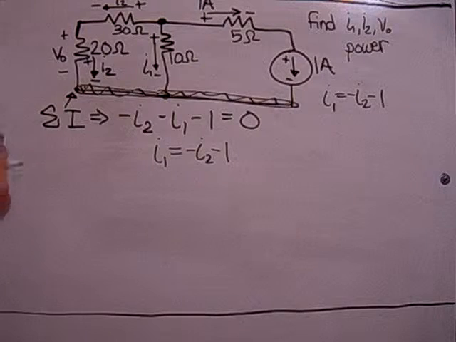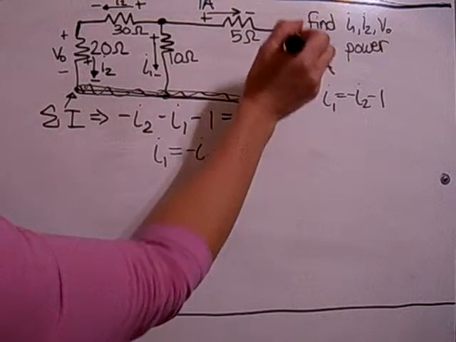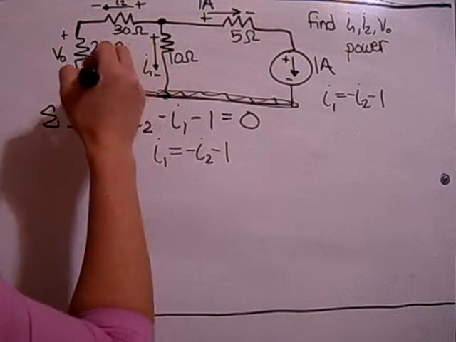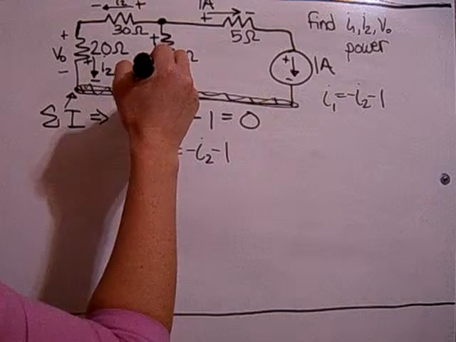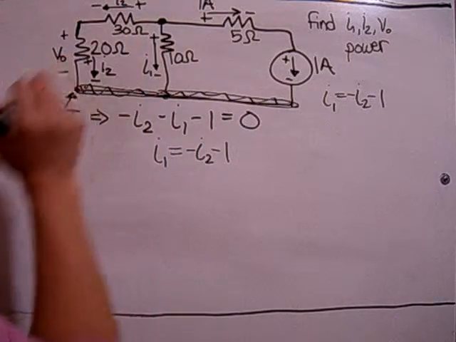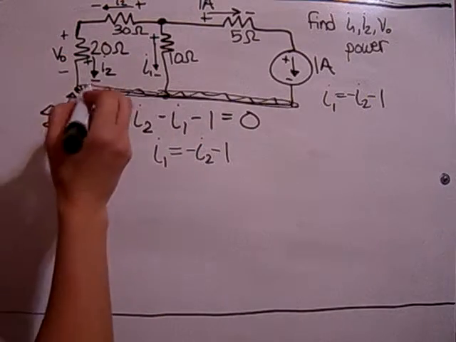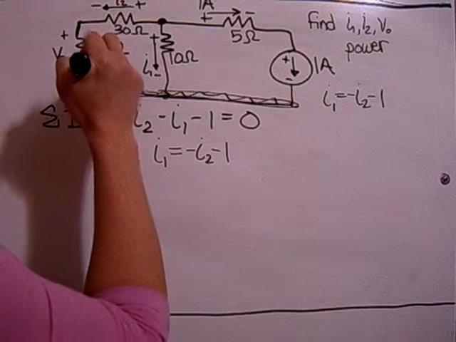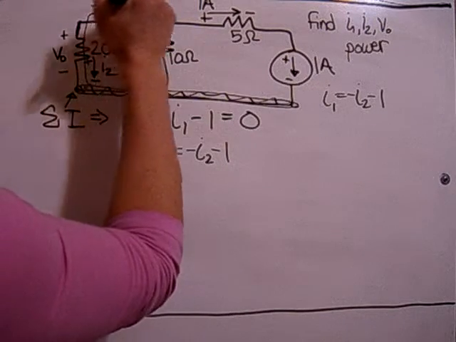Now I want to do a voltage loop. I do not want to take a voltage loop through a current source. So I'm going to ignore this branch over here, and I'm going to take a loop just here. I can take the loop in either direction; I'm going to choose to do it in this direction.